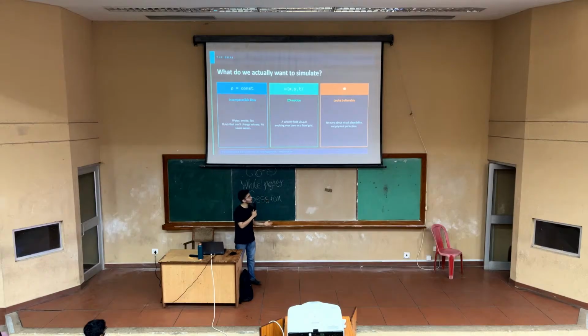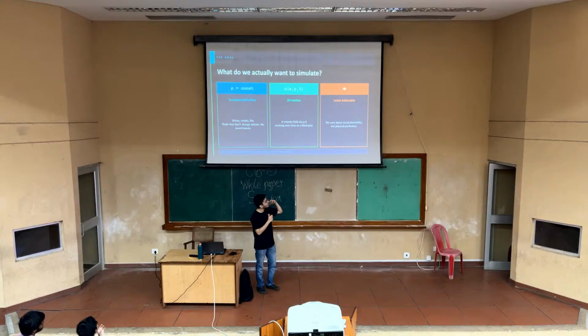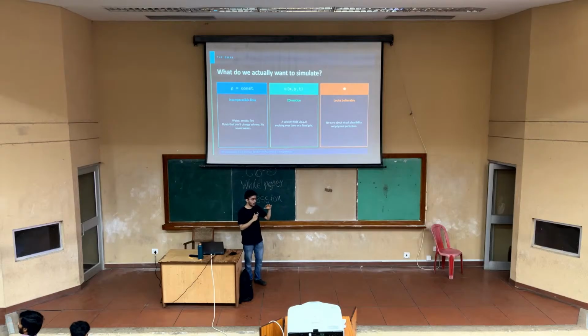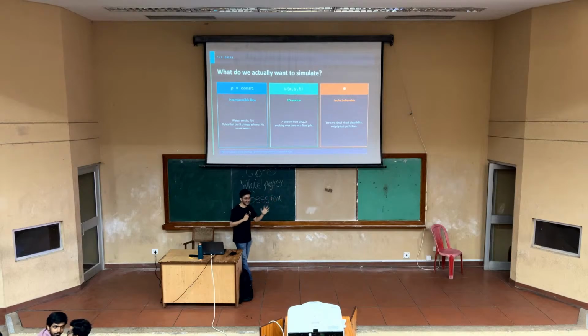And another point is that we will only want to keep the physics such that it makes it look real. We don't want it to be exactly physically accurate because it would require much more computation. So we would just care about visual plausibility and not physical perfection.